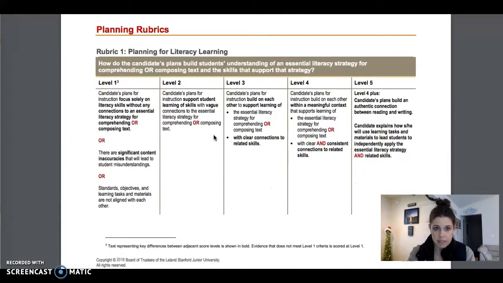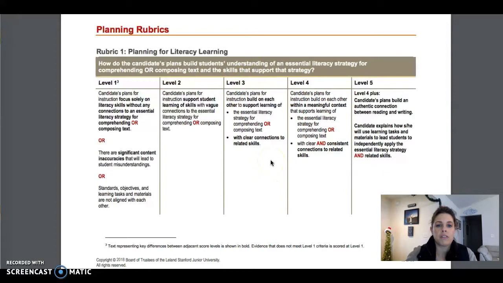So here are the rubrics. When you're looking at the rubrics, you really want to know and understand what is expected of you at least at a level 3, and we want to work toward a level 4.